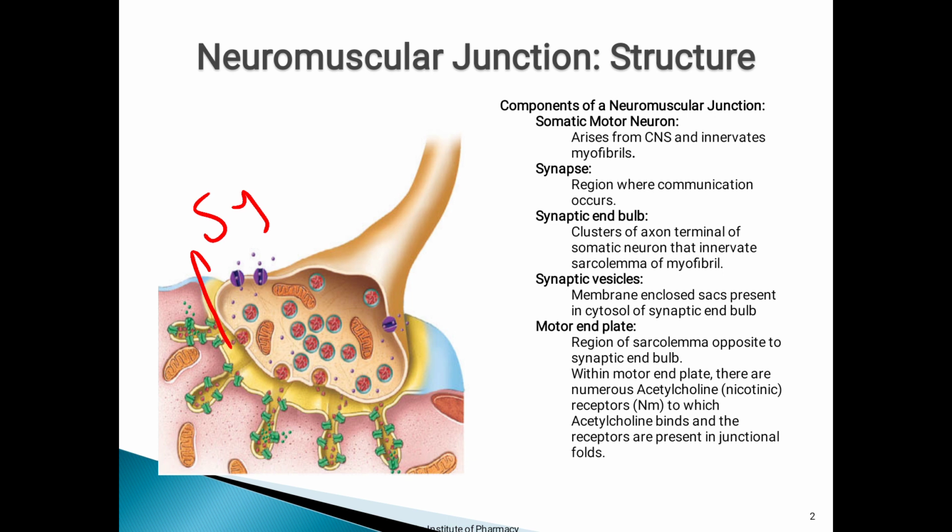Next is synaptic end bulb. Now what you can see here is a synaptic end bulb. It's a cluster of axon terminals of the somatic neuron that innervate the sarcolemma of the myofibril. Now you have already seen the structure of a neuron, how neurons look. It has a cell body, then we have an axon, and then at the end we have axon terminals. So this is one small branch of that axon terminal.